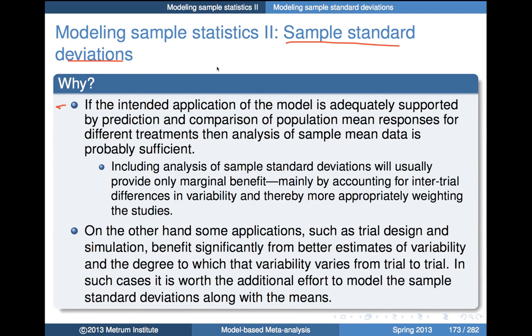And when you do that, you would be more appropriately weighting the different studies relative to each other. Because the method we've talked about right now only uses sample size for that weighting. Of course, we all know that variability within trials will sometimes vary from trial to trial for various reasons. So if we bring in modeling of these sample standard deviations, that's one way we can deal with that. Of course, we already talked about another one where we actually just directly incorporate the standard errors in our likelihood for the sample mean is another strategy for doing that.